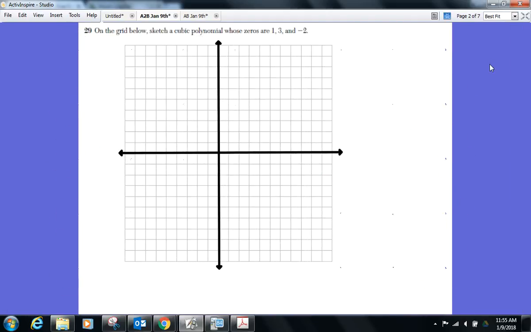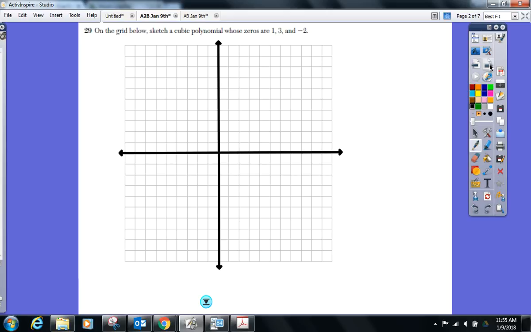All right, next up, let's go to 29. I asked you to try out. I'm going to do 29 here. Well, actually, somebody's going to do half of it. I'll do the other half. On the grid, sketch a cubic polynomial. I'll get to that whole cubic thing in a second.